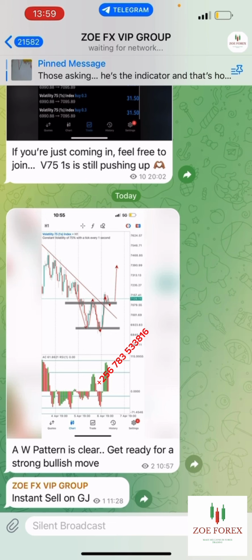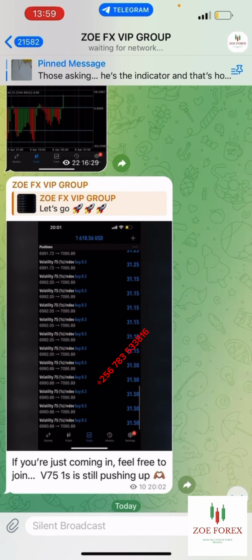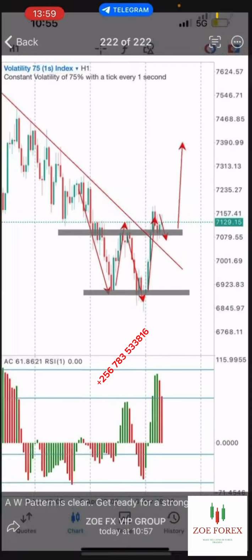We stormed the GBP-JPY, and it was an instant sale, guys. But this is exactly what I posted at about what time? At around 10:57, and right now it is coming to 2. It's 11:59. So guys, this is exactly what I mean when I talk about a W pattern. It is as simple as that.